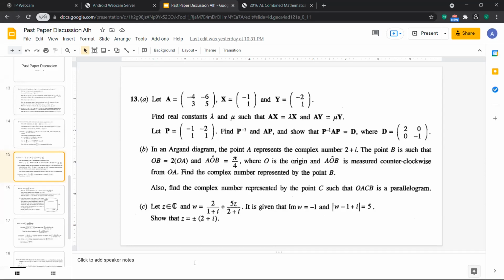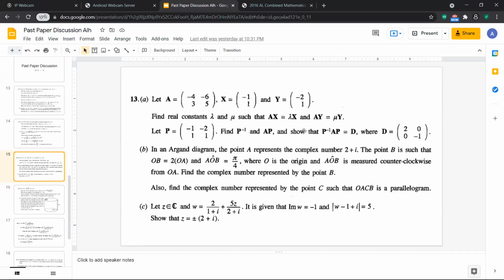Yes, sir. So I'll move on to the next. It's matrices simply: you need to know how to multiply matrices, add matrices, multiply by constants like lambda and mu, and also how to find the inverse. So those are basically some things you need to know about matrices. Now we'll move on to the next question.